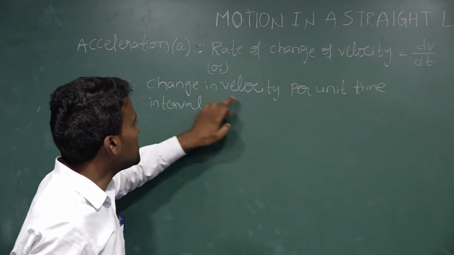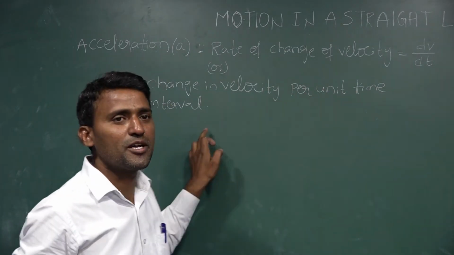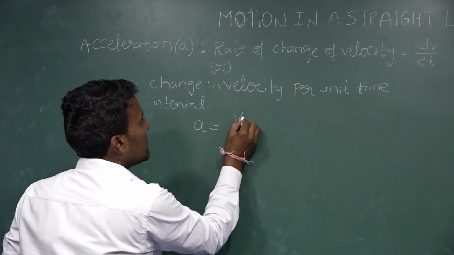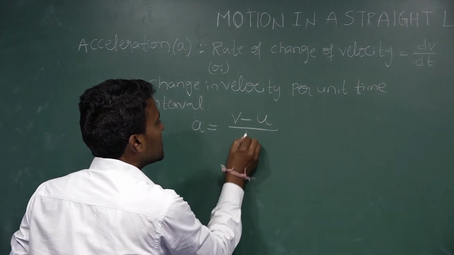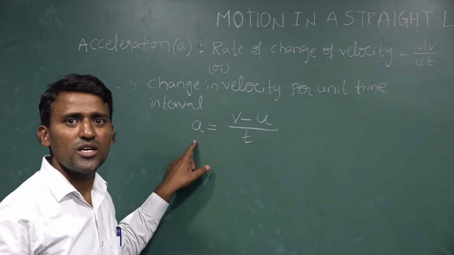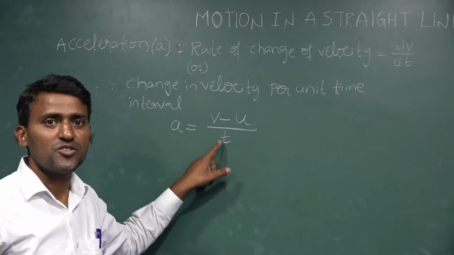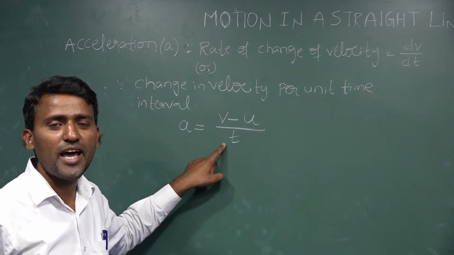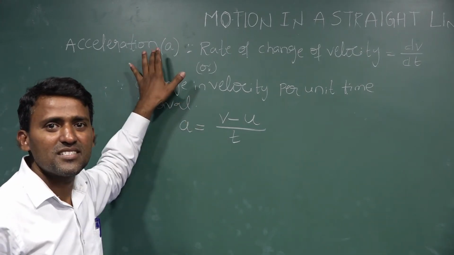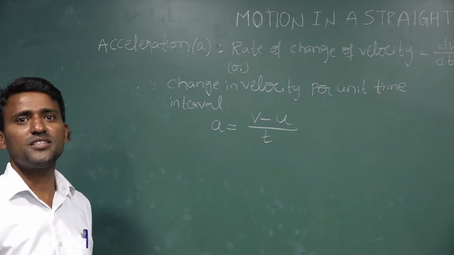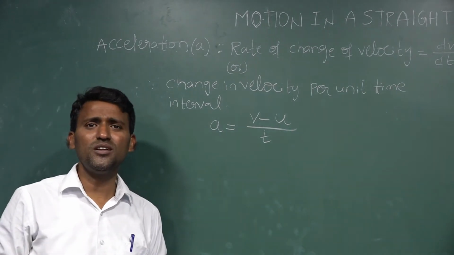And next one, change in velocity per unit time interval means A equal to v minus u divided by t. A is equal to v minus u divided by time t, isn't it? So change in velocity per unit time interval is called acceleration. And what are the acceleration units, SI units, CGS units, and what is the dimensional formula?